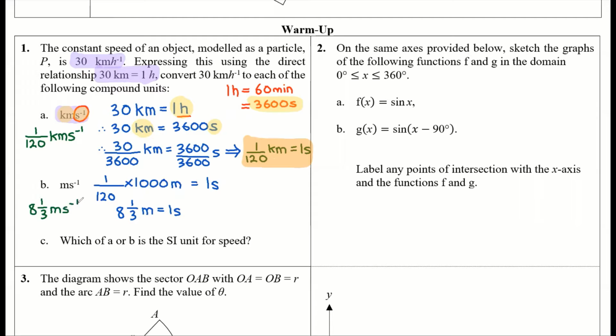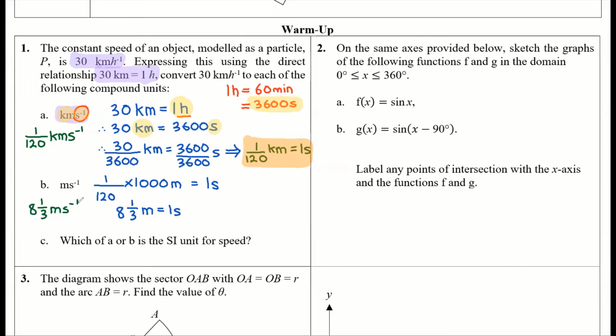And check your answer makes sense. I mean, if you're traveling at 30 kilometers per hour, you probably traveled at 30 kilometers per hour in a car. How fast does it feel? Does it feel like you're traveling just over 8 meters per second? Okay, does that seem right to you? It's just a sort of an intuitive way of checking the answer.